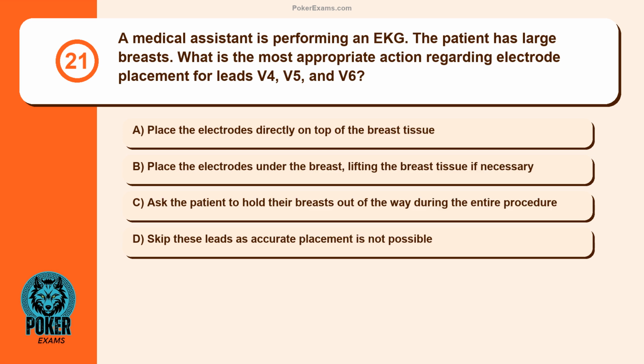Question 21. A medical assistant is performing an EKG. The patient has large breasts. What is the most appropriate action regarding electrode placement for leads V4, V5, and V6? Place the electrodes directly on top of the breast tissue. Place the electrodes under the breast, lifting the breast tissue if necessary. Ask the patient to hold their breasts out of the way during the entire procedure. Skip these leads as accurate placement is not possible.